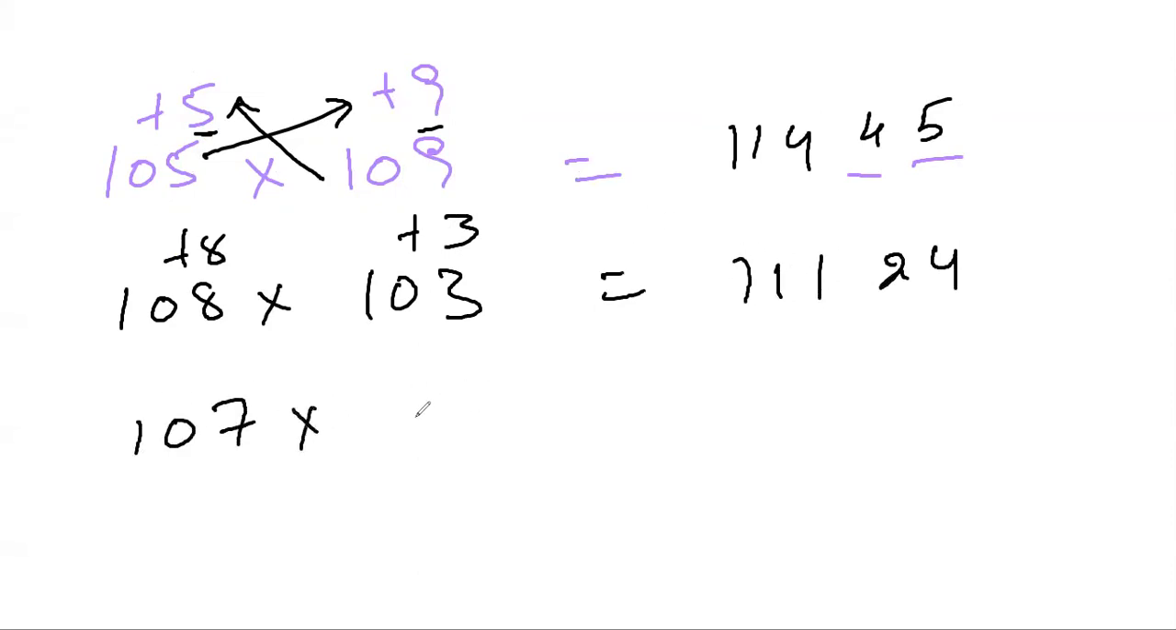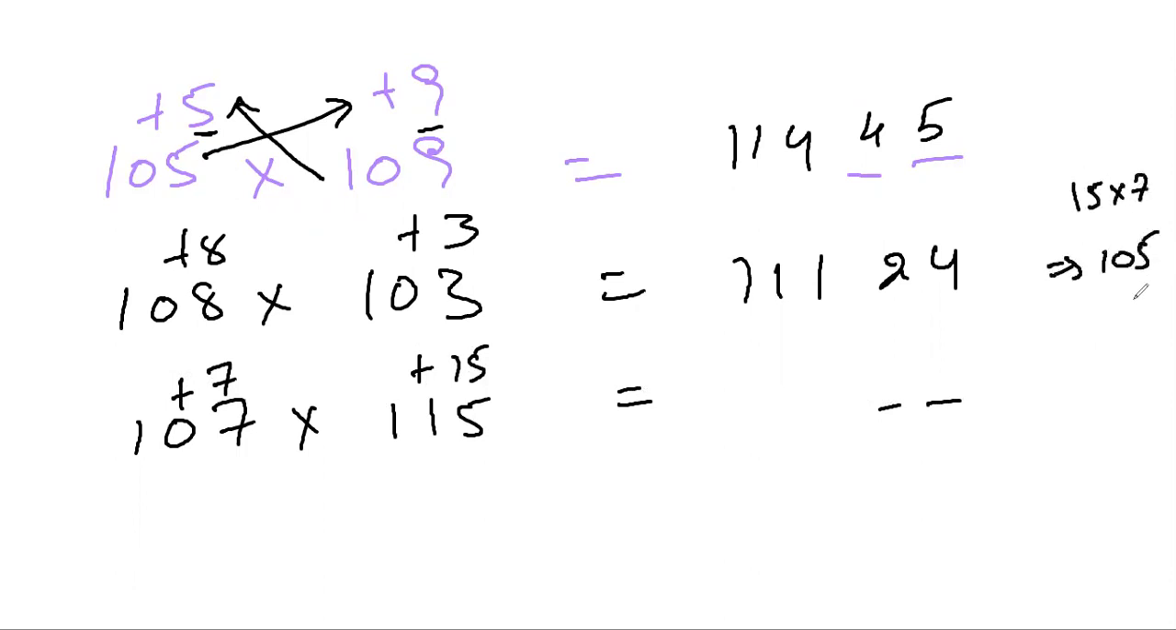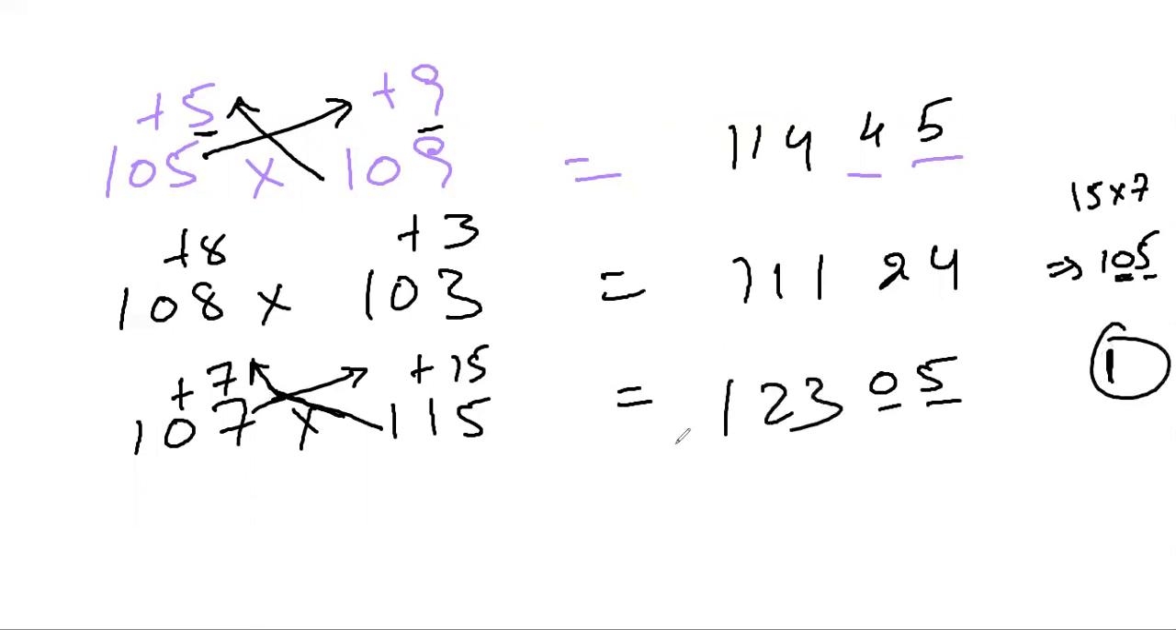For example, 107 into 115. What will we do? Plus 7, plus 15. By multiplying 15 and 7, we'll get 105, right? But you require only the last two digits, that is 05 here. Carry is 1. So 107 plus 15 or 115 plus 7, any one you have to take. 122. But 1 is carry, so 123. Answer is 12305.